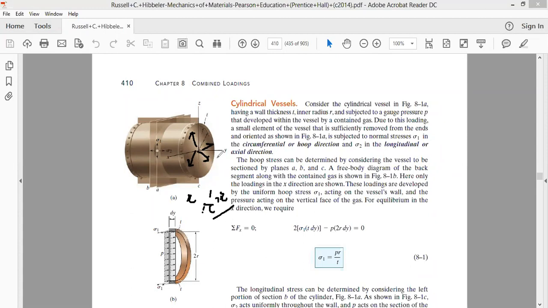Number two, the pressurized fluid will try to cause an increase in the length. If initially the length was L, as you fill it with pressurized fluid, its final length will become L prime. So the pressurized fluid has two tendencies. It has a tendency to increase the length of the pressure vessel, and at the same time, it has a tendency to increase the diameter or the radius of the pressure vessel.